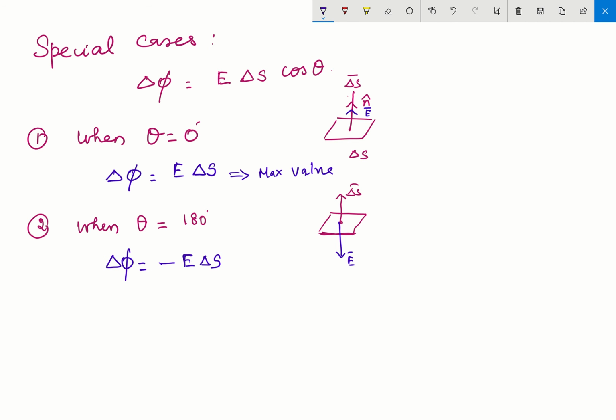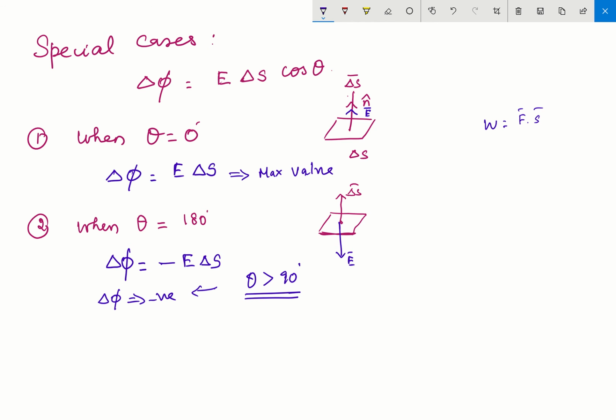Minus E delta S. Which means that though it is a scalar, just like work done, it can be negative. Now, what is work done? Work done is equal to F dot S. Therefore work done can be negative. Like that here also, if your area vector and E are in the opposite direction, then the electric flux is negative. So, when theta is larger than 90 degrees, delta phi will be negative.